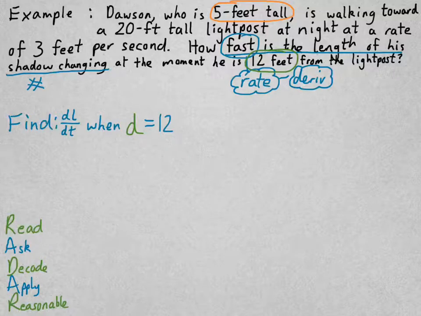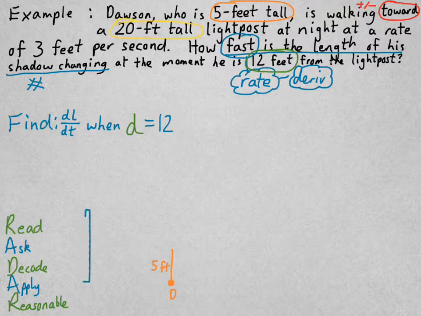The first piece of information they tell us is that Dawson is 5 feet tall. I should probably be drawing a picture at this point, so let me draw him. Here's Dawson, he's 5 feet tall. Great. Alright, then he is walking toward. Toward is going to be an important word here. The direction of his travel is going to tell us whether certain derivatives are positive or negative. So we'll need to make sure we pay attention to that later.